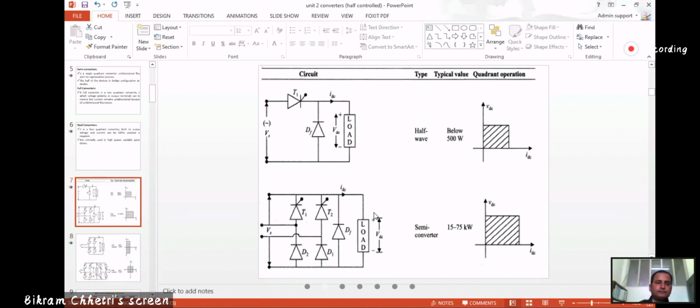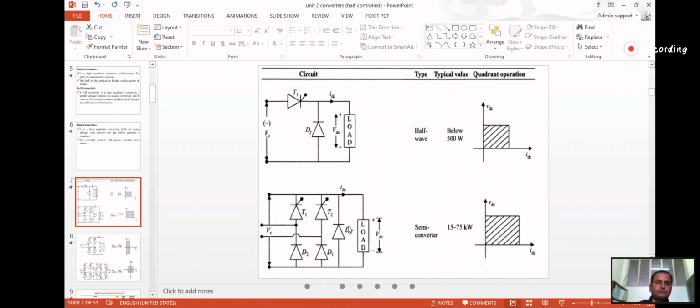The load can be a resistive load or an RL load. If it is an RL load, it is better to use a freewheeling diode. We have already discussed in the last class what the function of a freewheeling diode is. This type of converter can be used below 500 watts.